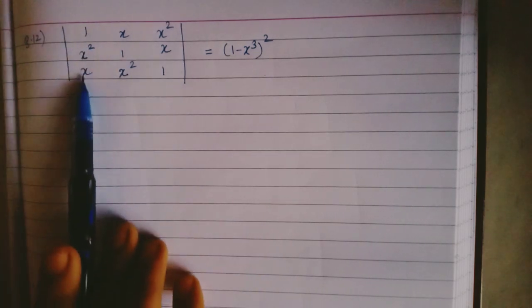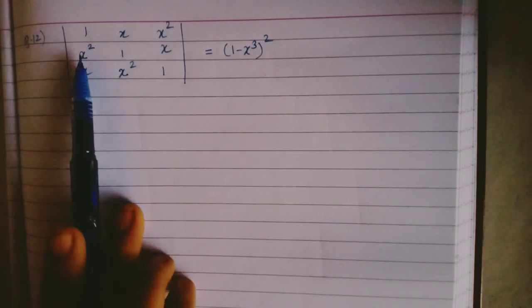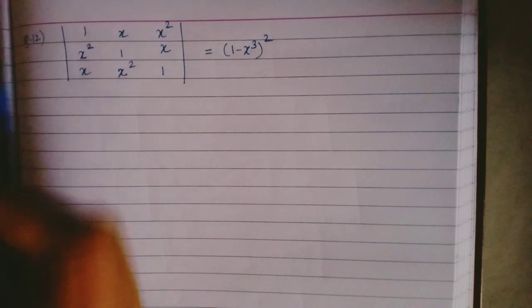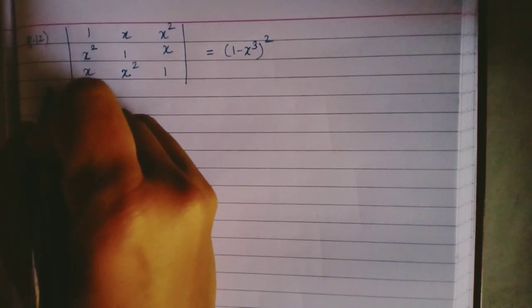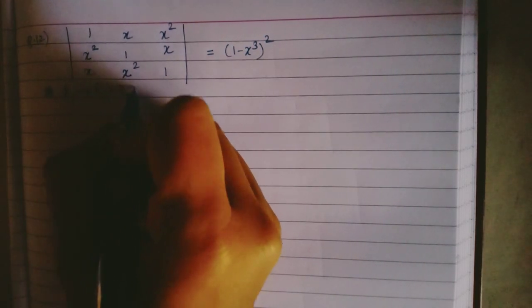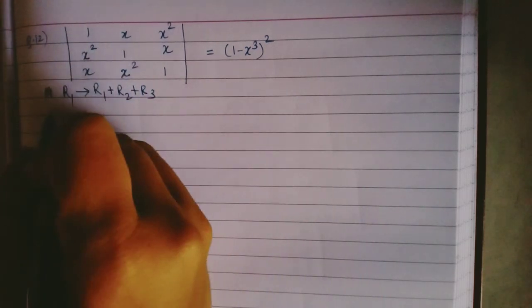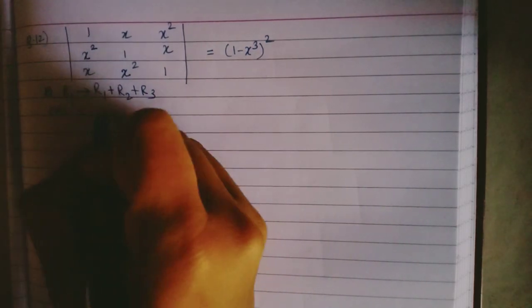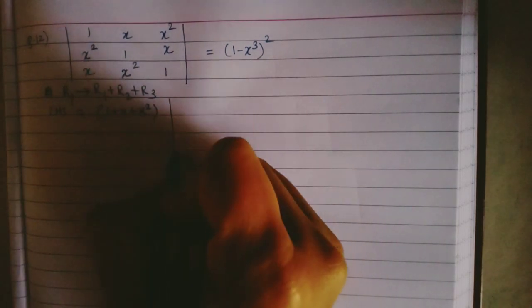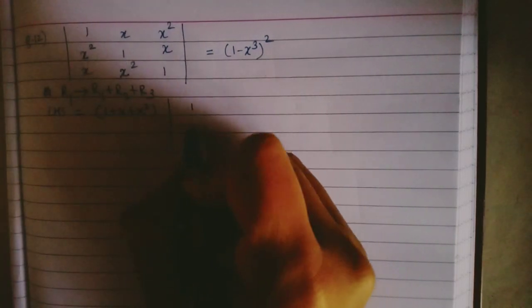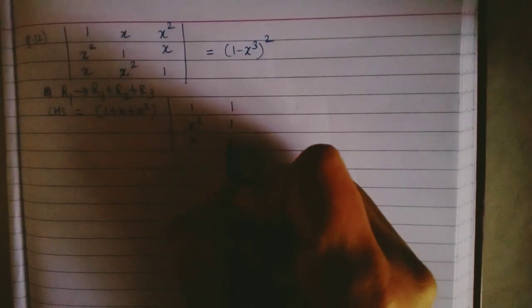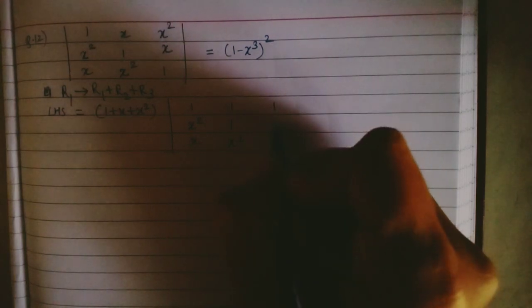So looking at the elements here, if you add r1 plus r2 plus r3, you will get 1 plus x square, right? So I'll write here operating along r1 plus r2 plus r3. I'll directly take out 1 plus x square from r1. So you'll get 1 x square x, 1 1 x square, 1 x 1.